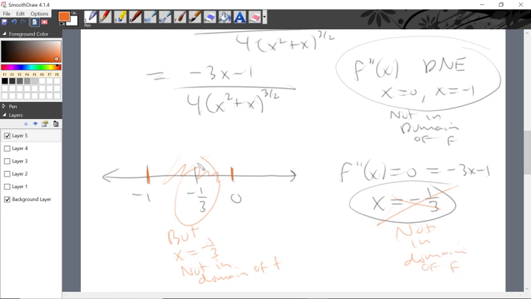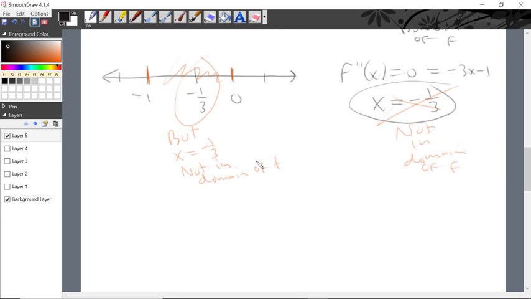Right? So there's nothing even to check there. So the only places for us to check concavity would be within these two subintervals out here: left of negative 1, so let's say at negative 2, and to the right of 0, so let's say at 1. So let's check there.